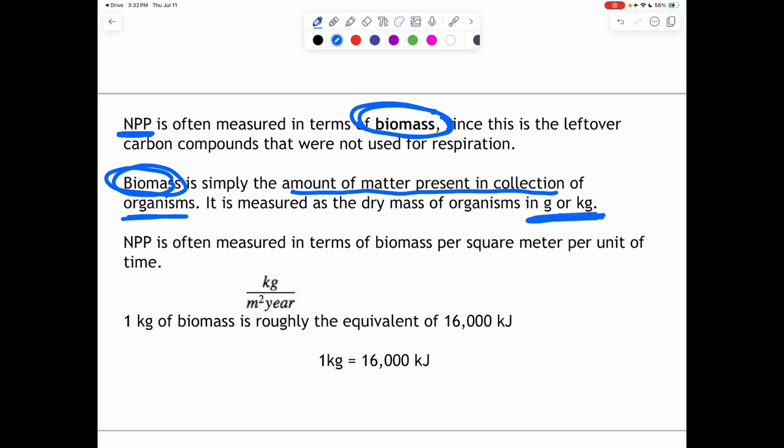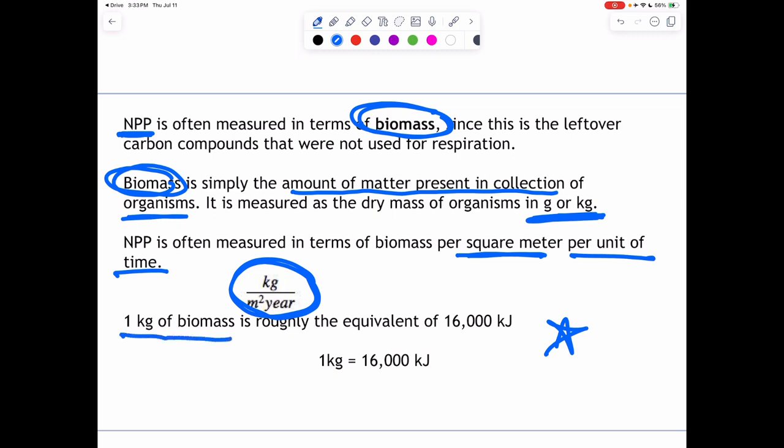Then not only are we going to use grams or kilograms, but we're going to put it per square meter per unit of time. So our units are going to look something crazy like that. So weight per square meter per time: year, week, day, etc. And just as an FYI, we're going to use this a little bit later, but 1 kilogram of biomass is equivalent to 16,000 kilojoules. And you could even go a little bit further and convert that into kilocalories if you wanted to.